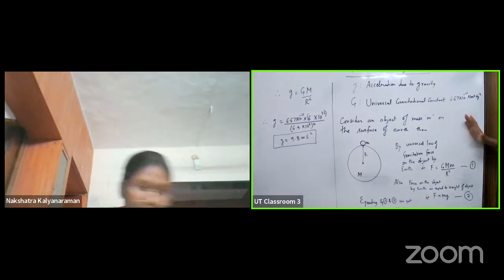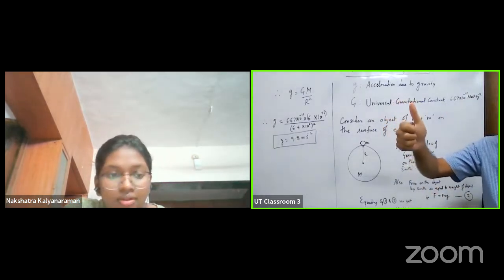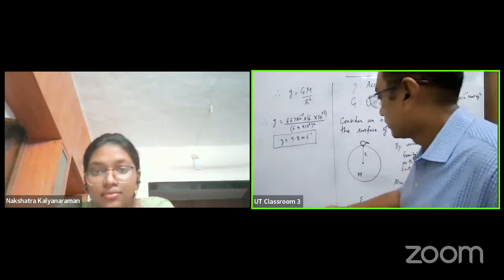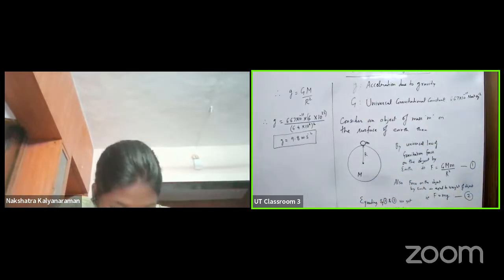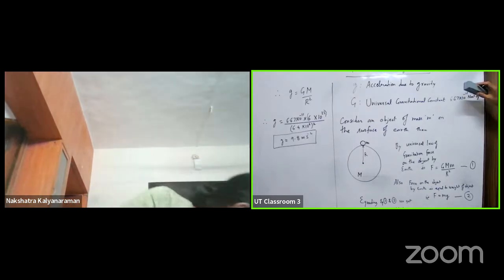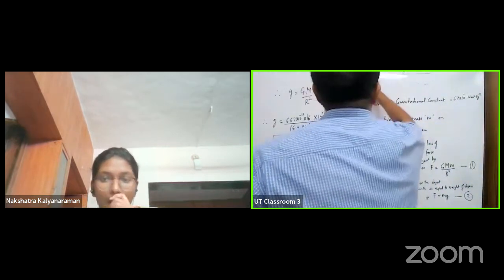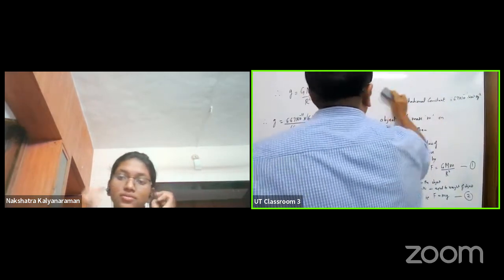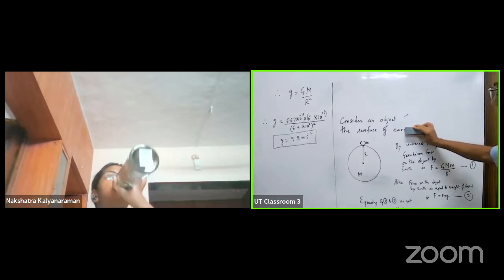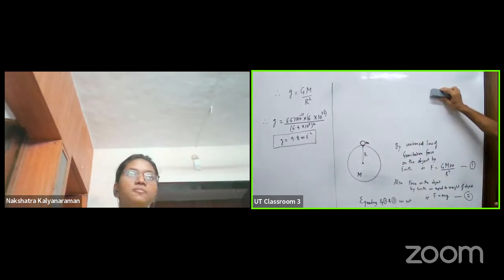Okay. Can I erase the right side? Nakshatra, you just give me a thumbs up if I can erase. Okay. Erase the few lines above the diagram. Erase the full right side.